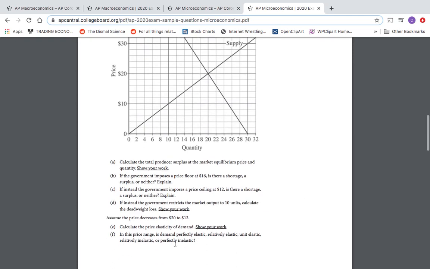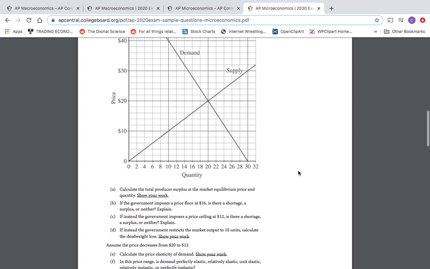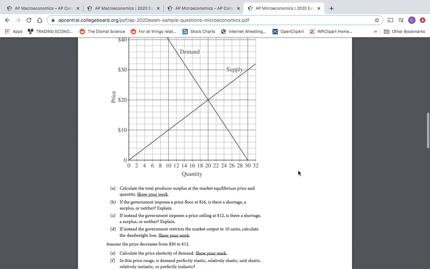And of course, they're asking about the extremes here. Perfectly elastic, perfectly inelastic. That's only going to happen if you have a horizontal demand curve for perfectly elastic or a vertical demand curve if it's perfectly inelastic. And I don't see a horizontal or vertical demand curve there.